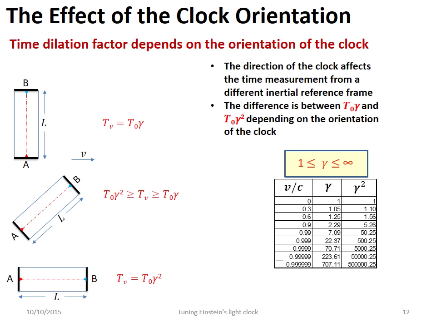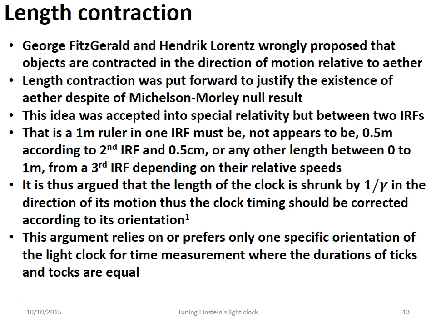Now we can summarize the effect of the clock orientation. First, the direction of the clock affects the time measurement from a different inertial reference frame. And second, the difference is between T naught gamma and T naught gamma squared, depending on the orientation of the clock. How should we deal with this problem?